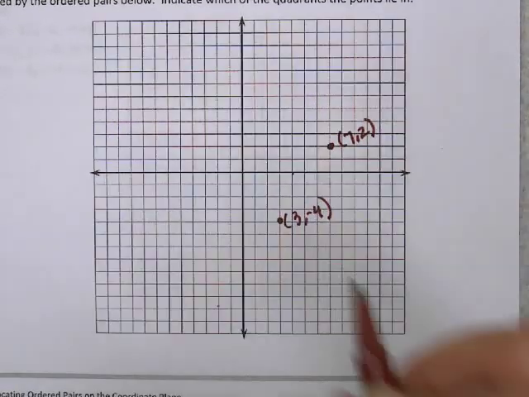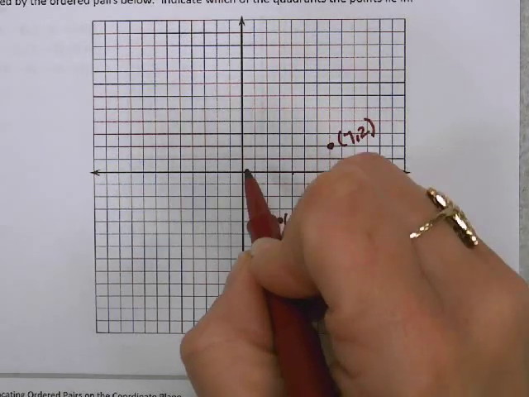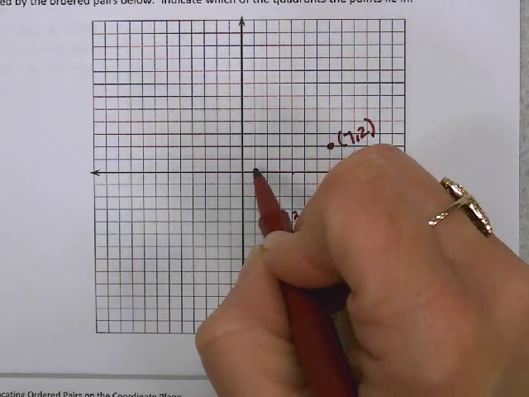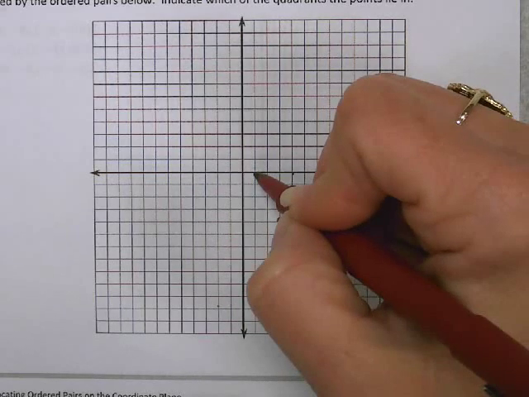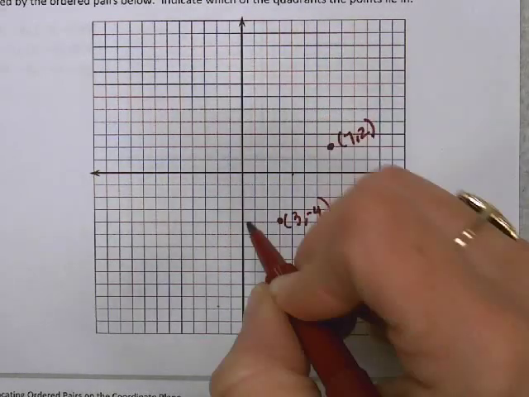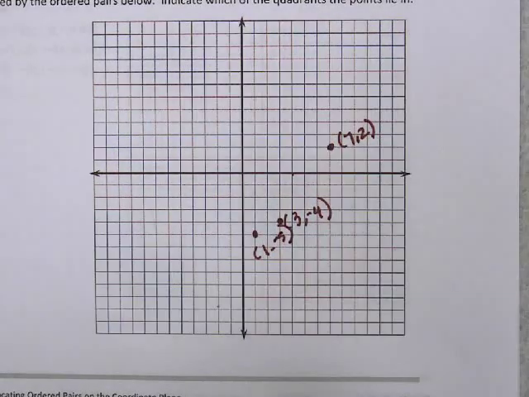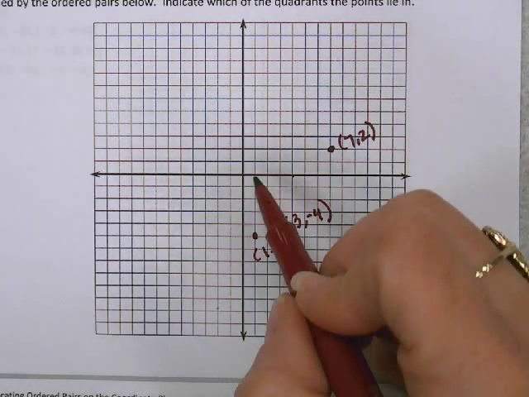C is 1, negative 5. So I'm starting at the origin. I'm going over 1 because, again, I'm on my positive for my x coordinate. And then negative 5 is going to take me down below 0. So negative 1, negative 2, negative 3, negative 4, negative 5. 1, negative 5. Negative 3, 8.